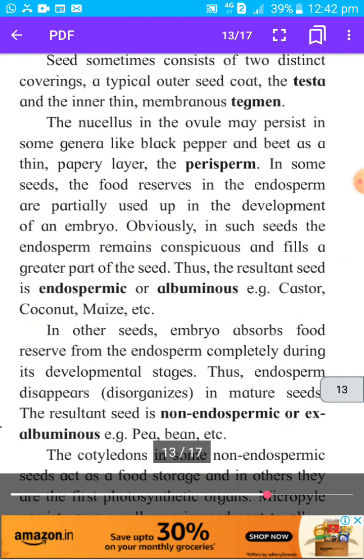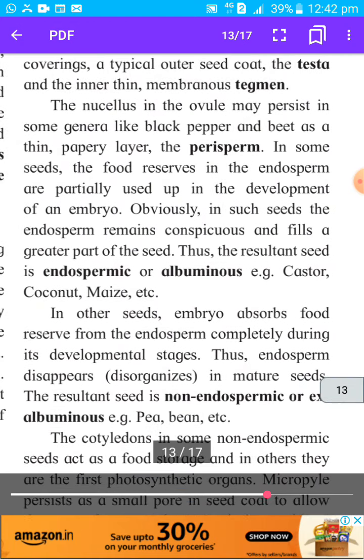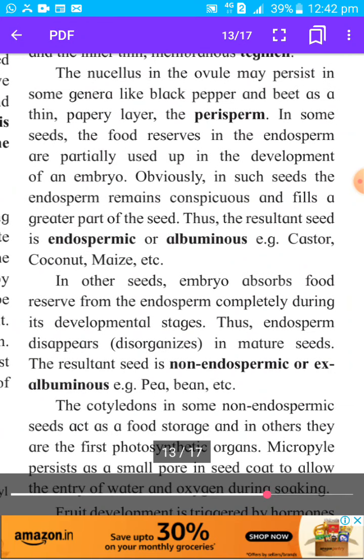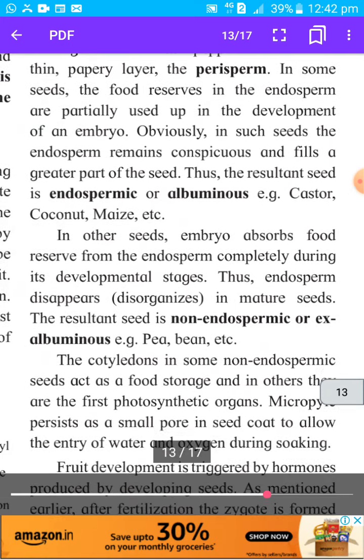So as we know, what is the function of endosperm? To give nutrition to the developing embryo. So sometimes the endosperm is not fully used by the embryo and it remains. So this remaining part can be seen. Conspicuous means it is noticeable, so we can see that endosperm in the seed also. Thus the resultant seed is called endospermic or albuminous.